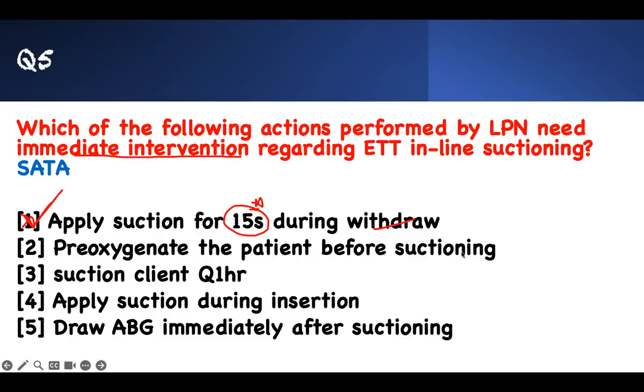Pre-oxygenate the patient before suctioning. Yeah, we don't need to do anything. Suction client every hour. You don't need to suction them. You suction them as needed. Apply suction during insertion. During insertion, there should be no application of suction. Draw ABG immediately after suction. Wait at least 30 minutes. So which of them need immediate intervention? 15 seconds of suctioning on withdrawal, suctioning every hour, suction during insertion, and getting ABG.